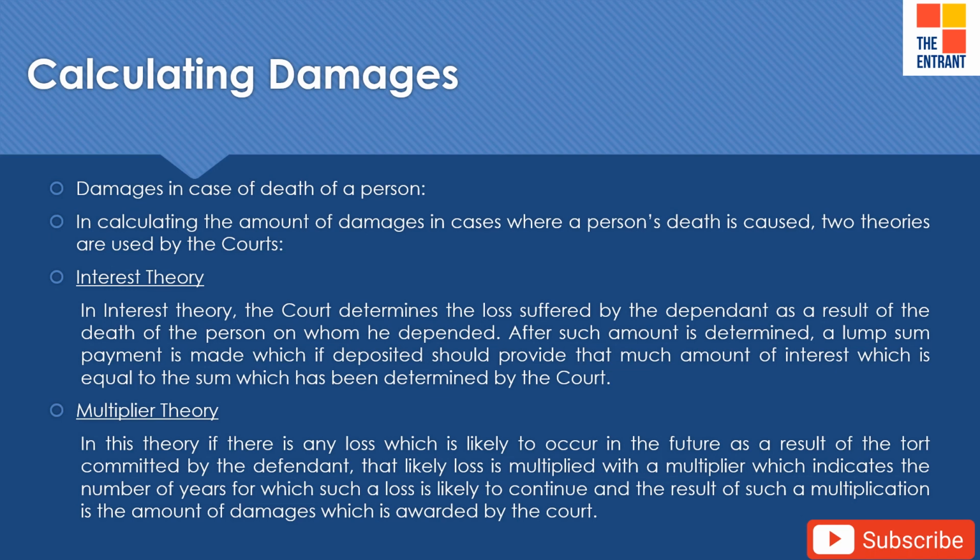The multiplier theory. In this theory, if there is any loss which is likely to occur in the future as a result of the tort committed by the defendant, that likely loss is multiplied with a multiplier which indicates the number of years for which such a loss is likely to continue, and the result of such a multiplication is the amount of damages which is awarded by the court.